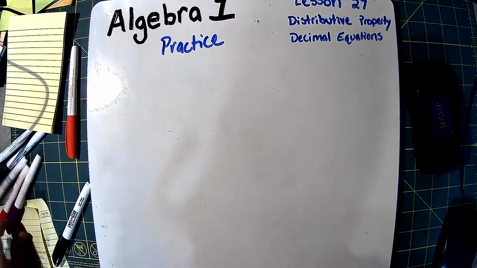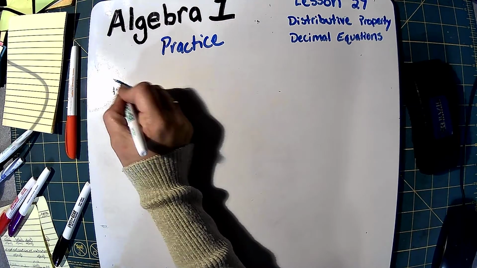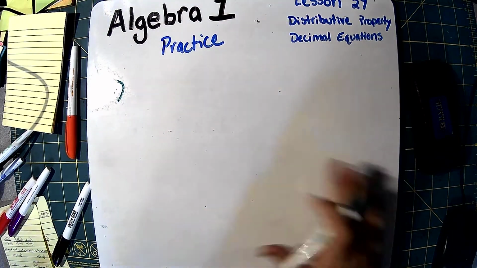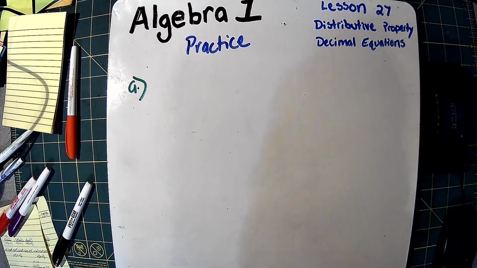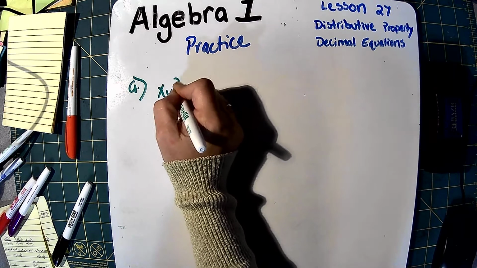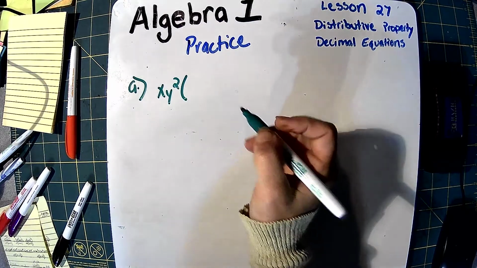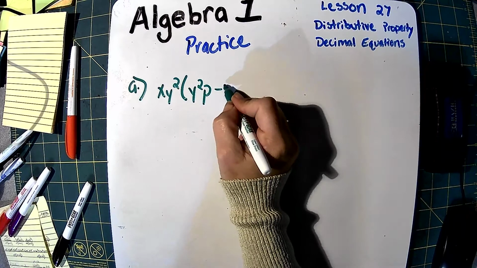So we're going to start our practice problems with A. Hopefully you guys actually did them. That's in the glare right there. Move it over. So A is expand using a distributive property, and we got xy squared times y squared p minus p.